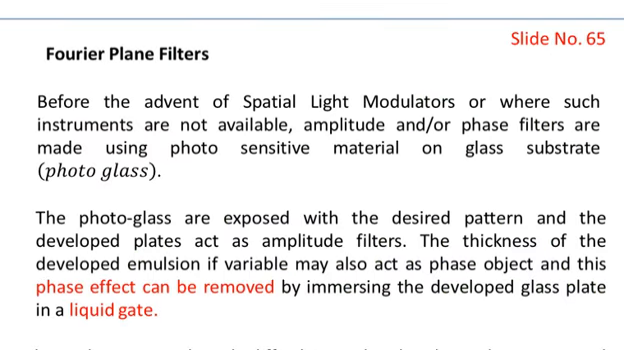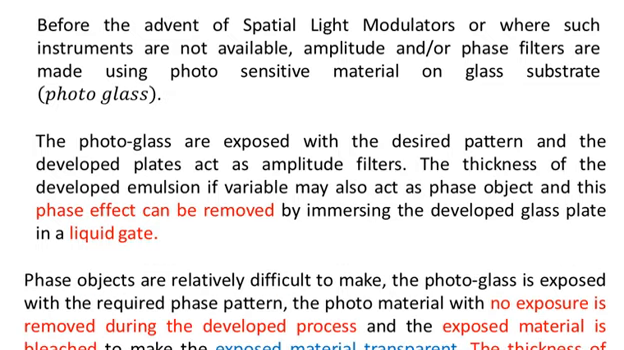Fourier plane filters. Before the advent of spatial light modulators, or where such instruments were not available, amplitude and/or phase filters were made using photosensitive material on a glass substrate, which we may call photoglass. The photoglass is exposed with the desired pattern, and the developed plates act as amplitude filters. The thickness of the developed emulsion, if variable, may also act as a phase object, and this phase effect can be removed by immersing the developed glass plate in a liquid gate.